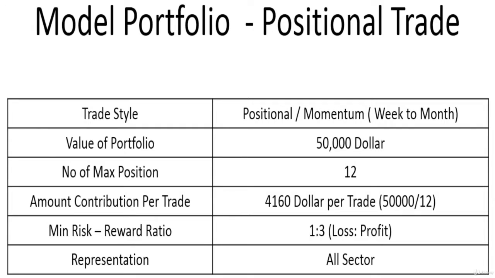Another portfolio you will see on your screen is for positional trade. Trade style is positional or momentum, that means a time horizon of week to month. Value of portfolio is $50,000 again. Maximum number of positions that we can create is 12. Amount contribution per trade is 50,000 divided by 12, that is approximately $4160 per stock. Minimum risk reward ratio is 1:3, and representation will be given to all sectors.